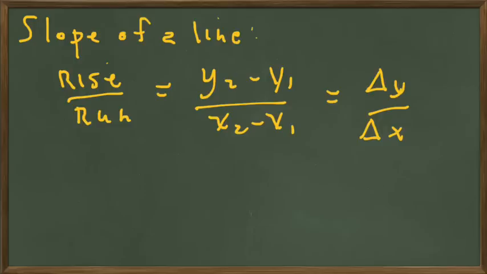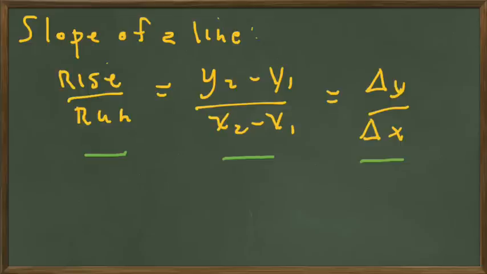You are familiar with these three ways of characterizing the slope of a line: it is the rise over the run, calculated by finding y2 minus y1 over x2 minus x1, or delta y over delta x, which is change in y over change in x. So let's start with those definitions for the slope of a line and build a definition for the slope of a curve.